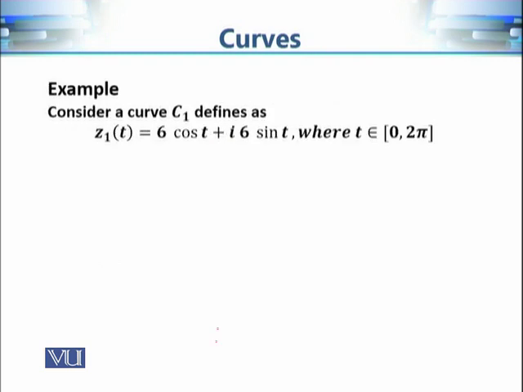Now let's consider some examples. So starting from this function z1 of t, which is equal to 6 cosine t plus iota 6 sine t, where t varies from 0 to 2 pi. So as I said earlier, to get the points on the curve C1, we need to vary the values of t. Now let's start from t is equal to 0. So when we put t is equal to 0, sine 0 is 0 and cosine 0 is 1. So the answer is going to be 6 plus iota 0. So in other words, this is the point where t is equal to 0.